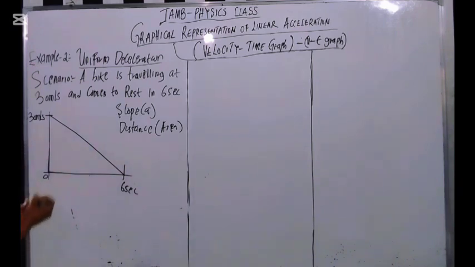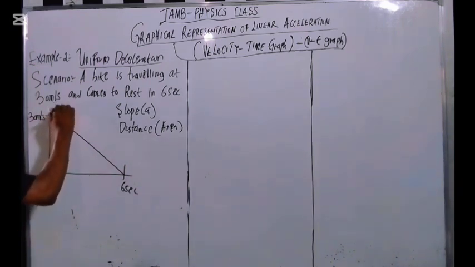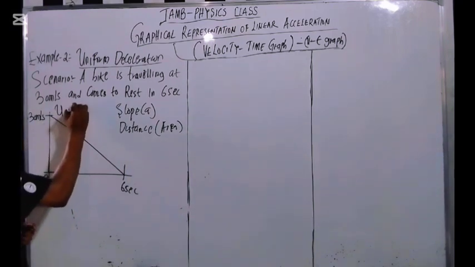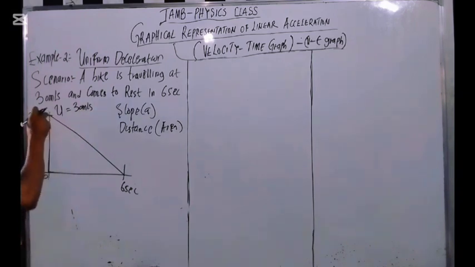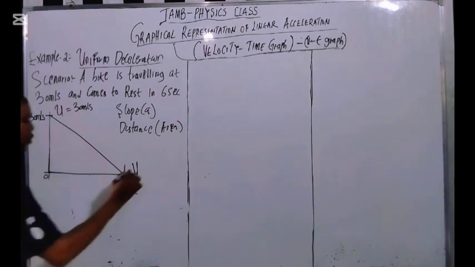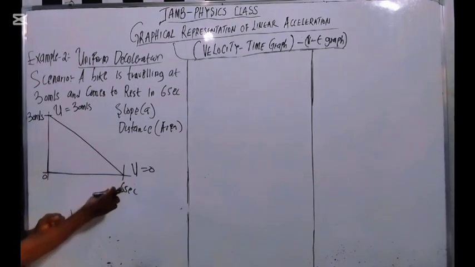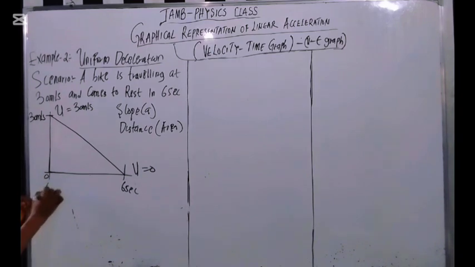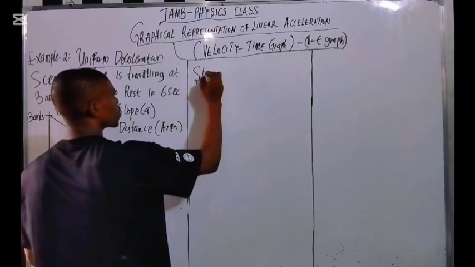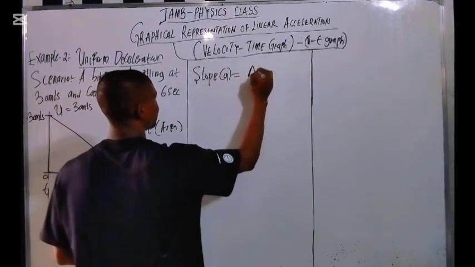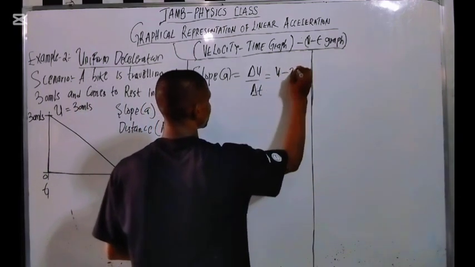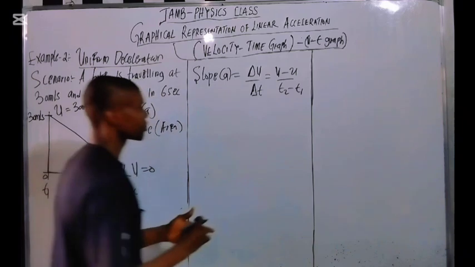Now let's analyze this very well. This point here is my initial velocity, which is 30 meters per second. Now it comes to rest, so my final velocity is 0 because it decreases to 0. This is my initial time, t1, and this is my t2. If you want to get the slope, which is the acceleration, it is the change in v over the change in t, which is v minus u over t2 minus t1.